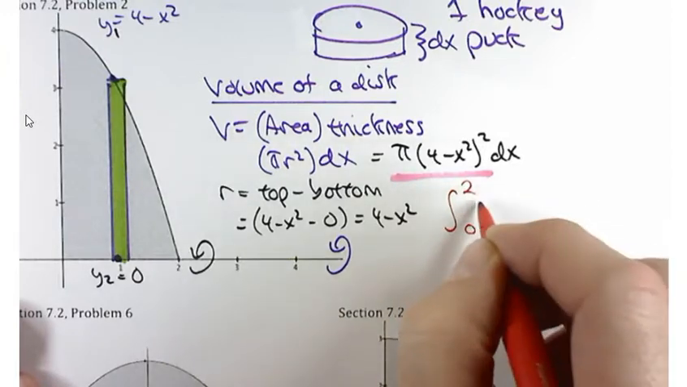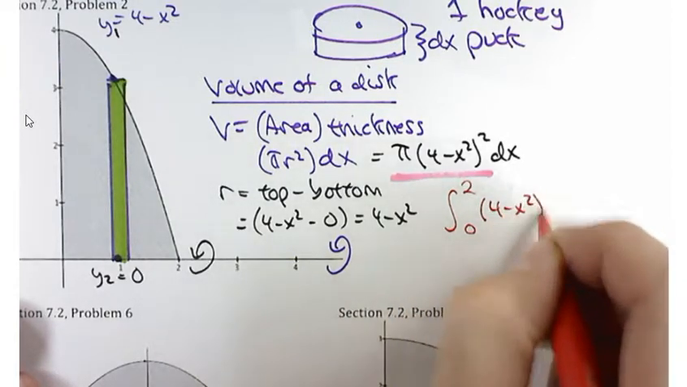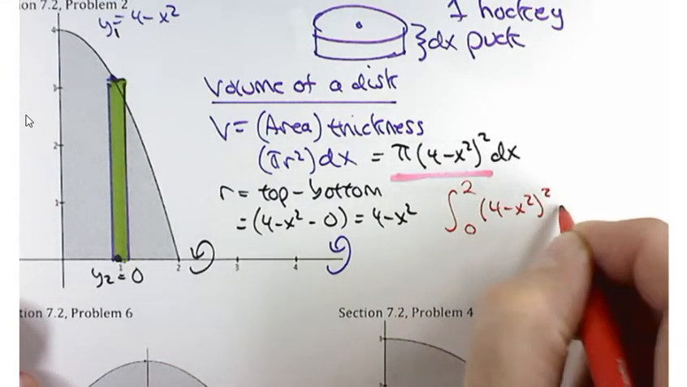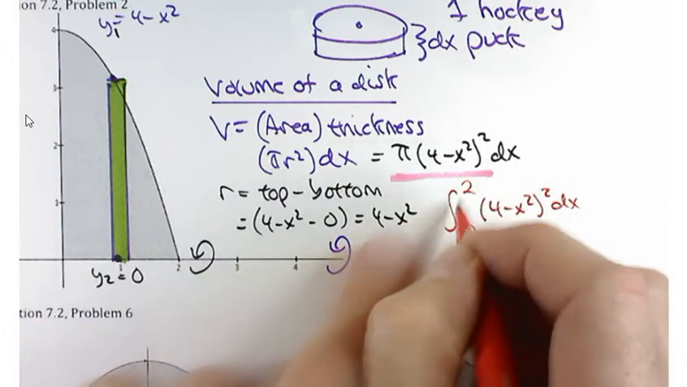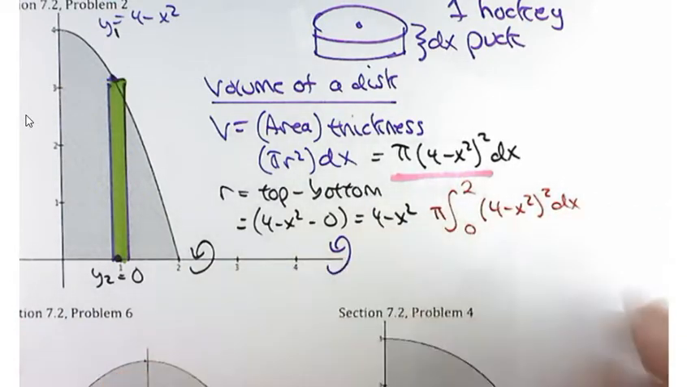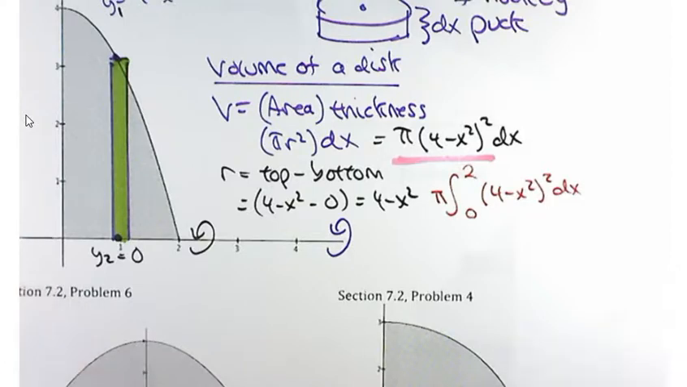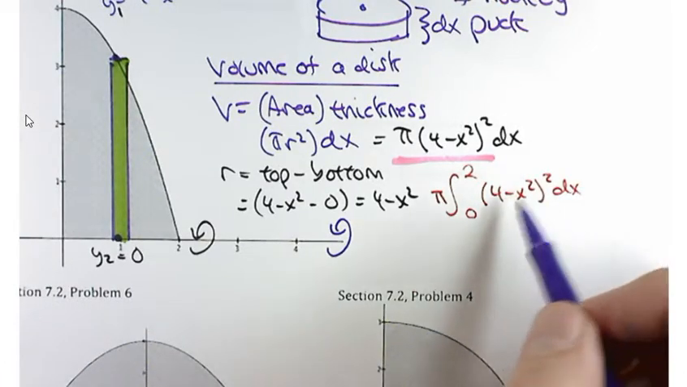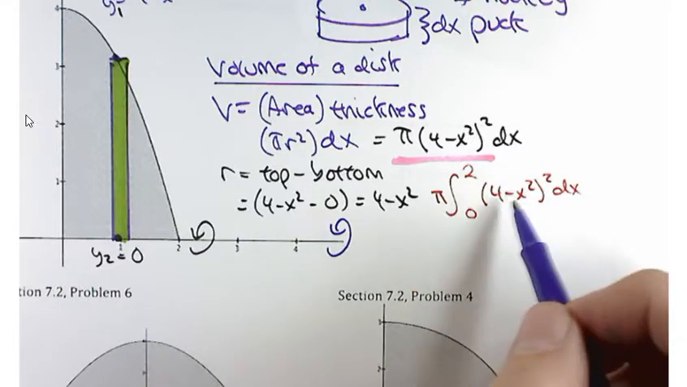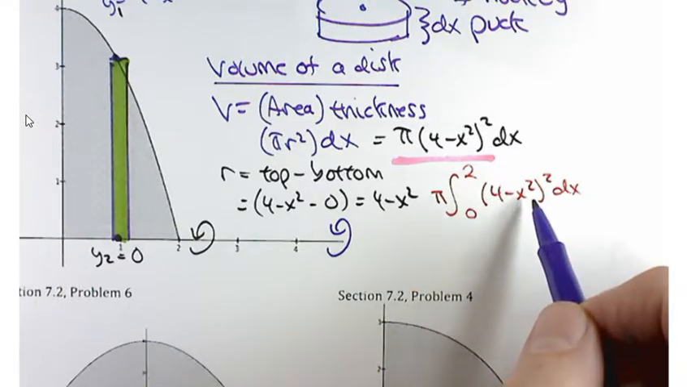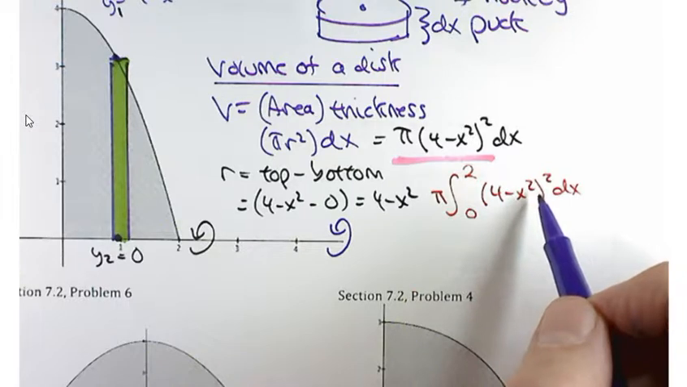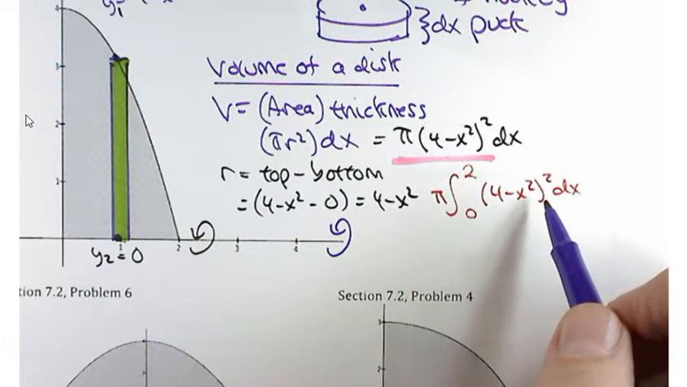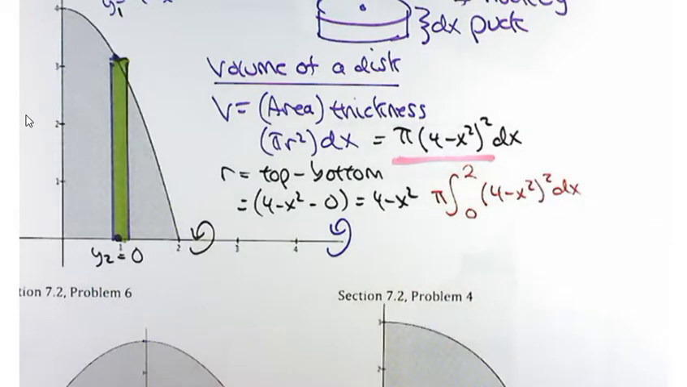0 to 2, 4 minus x squared, squared again, dx. And that pi, let me tuck that out in front, like that. I really hope that no one in this class squares this out as 16 minus x to the fourth. Bad, bad, bad. All right, you have to FOIL that out. No shortcuts. I mean, I guess there are some shortcuts, etc.